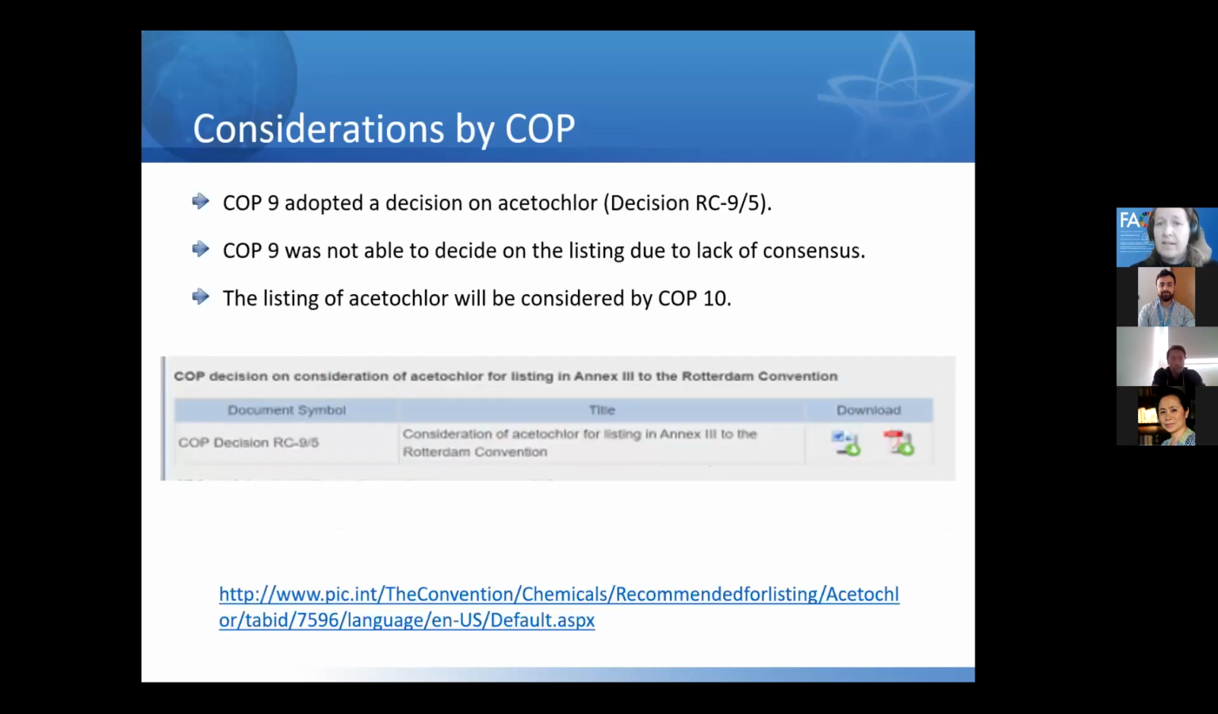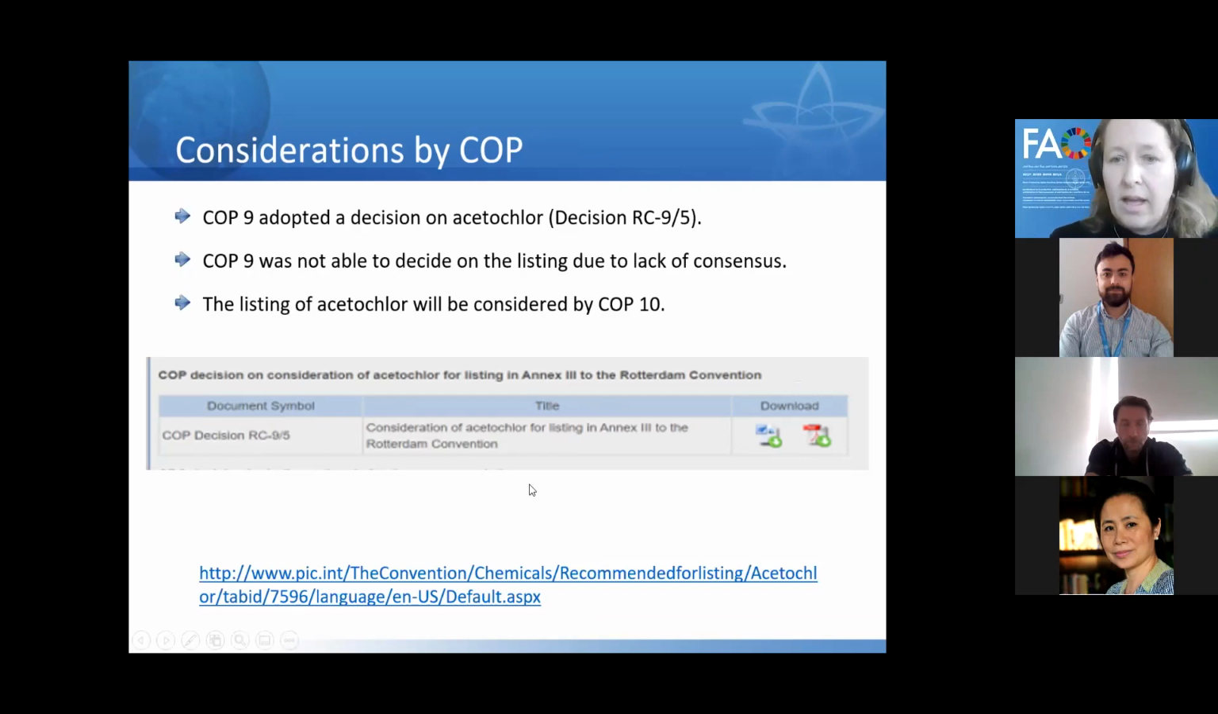We already said that COP9, which took place in 2019, adopted the decision on acetochlor. And as they were not able to decide on the listing due to lack of consensus, the listing will be considered by COP10, as June already mentioned at the face-to-face meeting, which will be next year. Again, here you have the link, and you can download the available COP decisions for acetochlor.